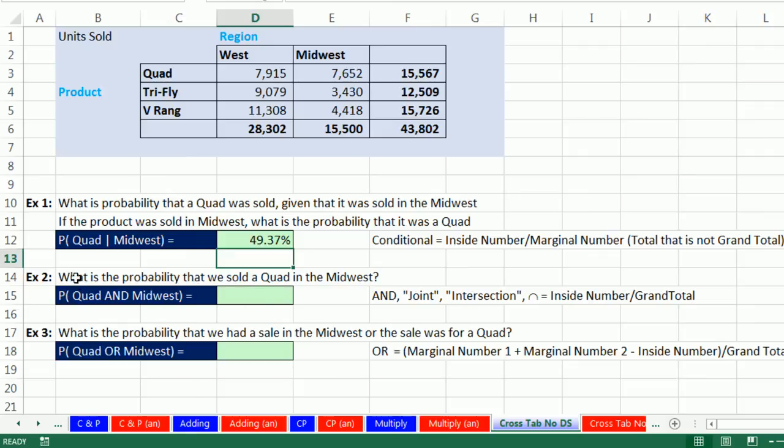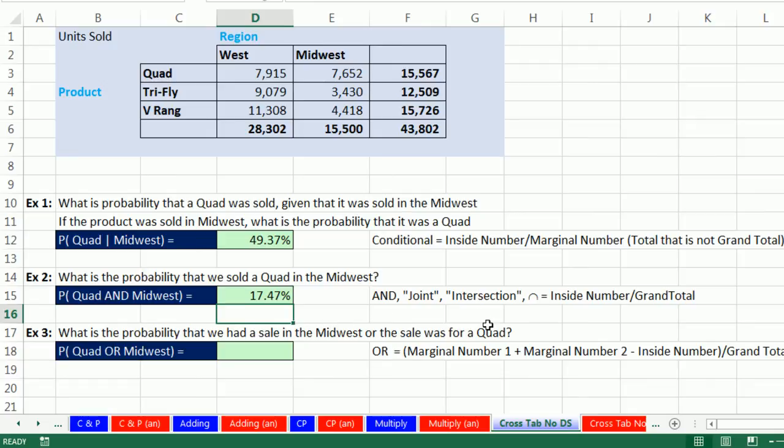Now what about and? What is the probability that we sold a quad in the Midwest? That's clearly an and. Guess what? Equal sign. We already calculated counting with two conditions. But when we do our division, we're going to compare it to the grand overall total. Enter. So 17.47%.